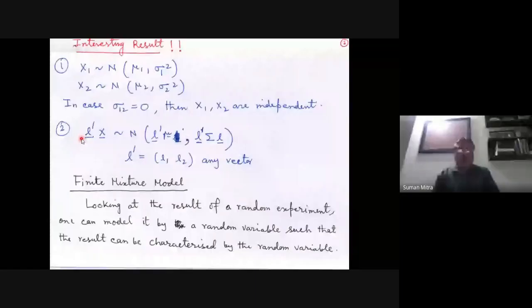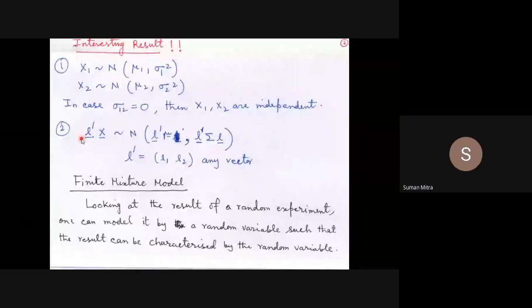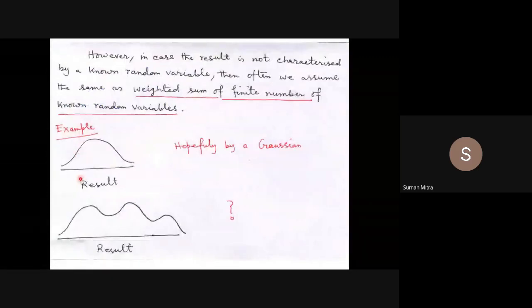But what we would like to study here is the finite mixture model. What is the finite mixture model? Looking at the results of a random experiment, one can model it by a random variable such that the result can be characterized by a random variable. So let us take this example. If we do a random experiment and the data follows more or less this, we can say that we can model that particular experiment hopefully by a Gaussian distribution.